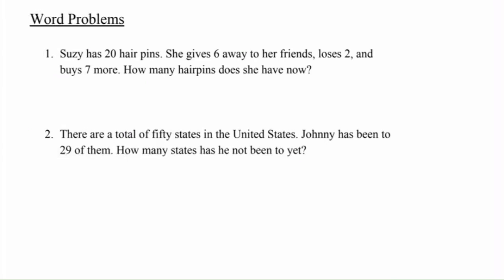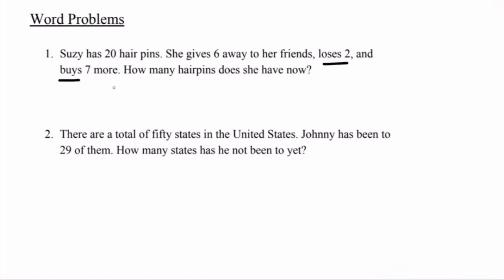Our last topic is word problems, and it's asking us to solve the problems below. Number 1, Susie has 20 hairpins. She gives 6 away to her friends, loses 2, and buys 7 more. How many hairpins does she have now? The key words loses and buys indicate that this is a multi-step problem. So let's start off with how much Susie has after she loses 2 hair clips.